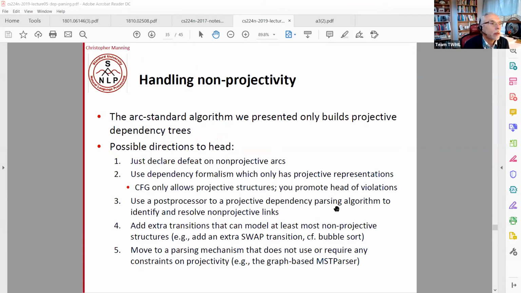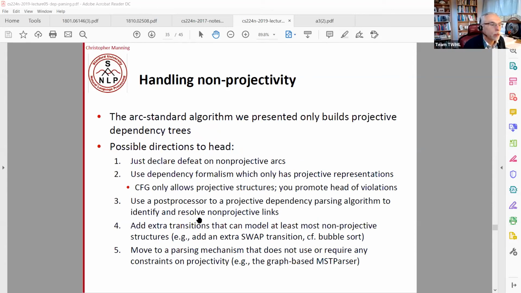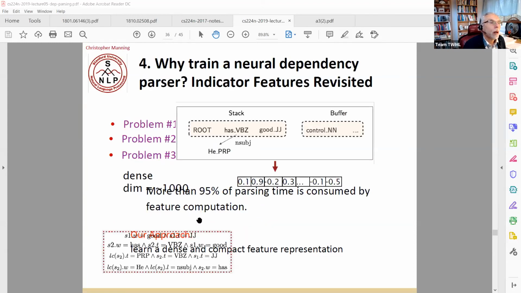So where are we? Handling non-projectivity. Non-projectivity is when you have arcs that cross each other. Remember? Again, this is going to be more relevant when we do the homework, so I'm not going to go over it too much here. Why train a dependency parser?